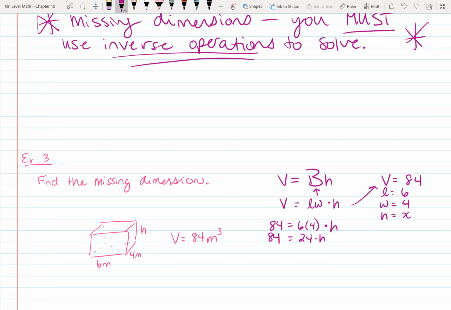Now, to isolate the variable, we're looking for H. We divide both sides by 24. We divide because 24 is being multiplied by H. So I'm going to divide both sides by 24. What I do to the right, I have to do to the left. Again, no side work is necessary, so I'm going to do 84 divided by 24 in my calculator. And I am going to get, let's see, 3.5 meters equals H. And that is my final answer.